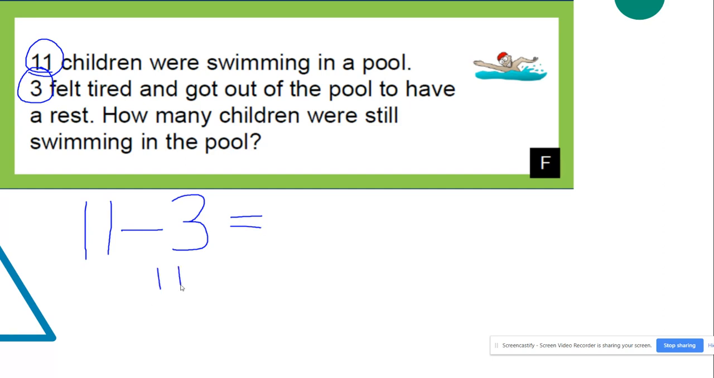You could draw it real quick. 1, 2, 3, 4, 5, 6, 7, 8, 9, 10, 11. But 3 got out, so take away 3. 1, 2, 3. And this is your answer. 1, 2, 3, 4, 5, 6, 7, 8. Or just learn your math facts and know 11 minus 3 is 8. Or count up from 3 to 11. Lots of ways to do it.